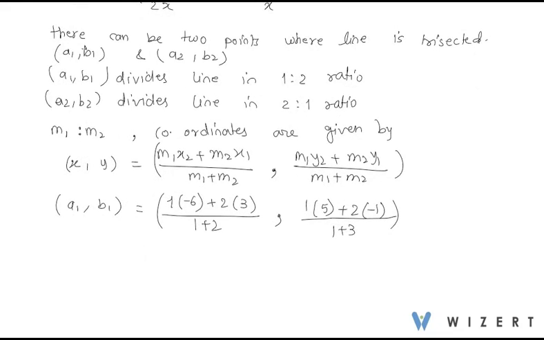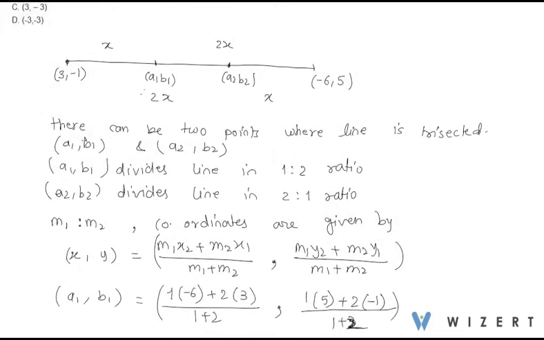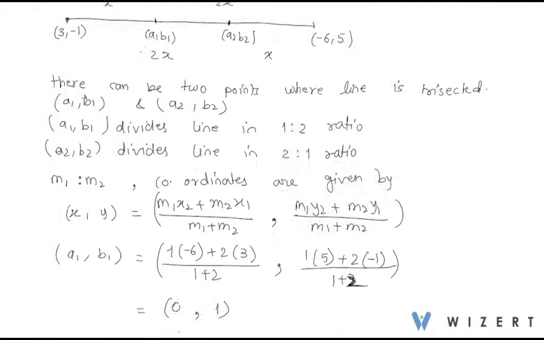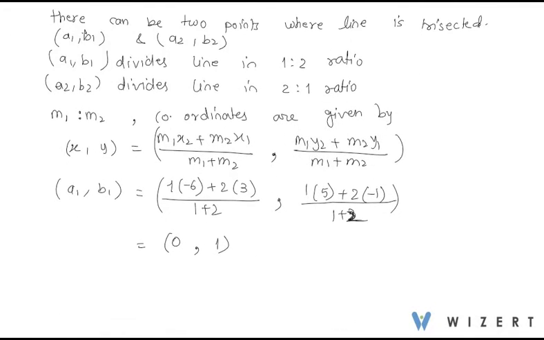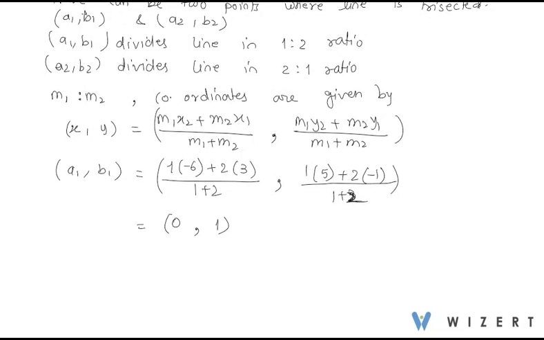Let's see. This is equal to -6 plus 6, which is 0. 0 by anything is 0. So 0 comma 5 minus 2 is 3, so 3 divided by 3 is 1. So (0, 1). But (0, 1) is not in any of the options. So our required coordinates must be (A2, B2). So let's check for (A2, B2).